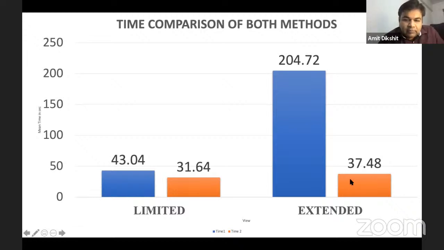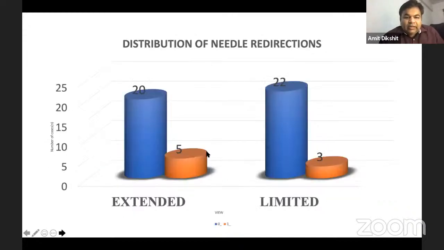So this has caused some amount of restriction in the movement, and it took probably more time. So this was another interesting finding which we have not expected. Needle redirections were comparable in both the groups. So we cannot say that if we do a detailed and more scan analysis of the spinal area, it will have improved outcome.